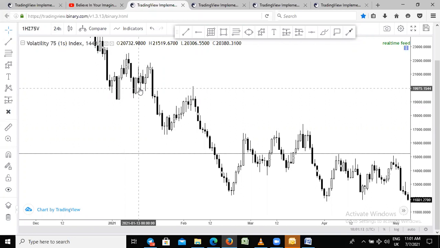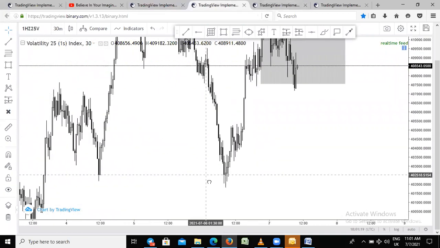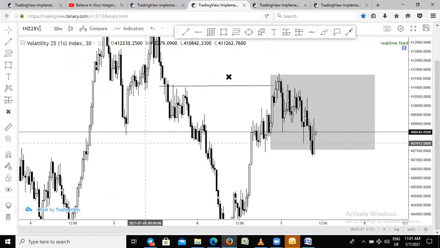So at that point in time, I was not targeting the highest high. Do you understand what I'm saying? I was not targeting the highest high. I was just trying to be careful on the trade.